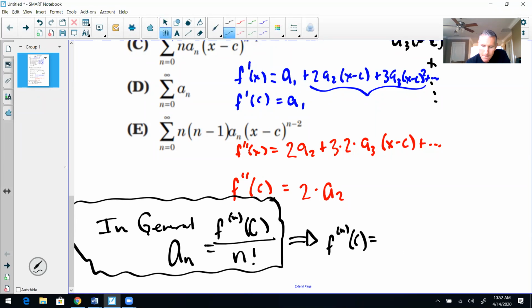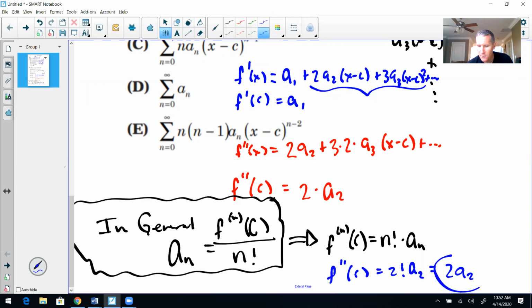Is equal to n factorial times A sub n, right? So really here we have the second derivative of F at C should be 2 factorial times A sub 2, which is just 2A sub 2, is correct for that.